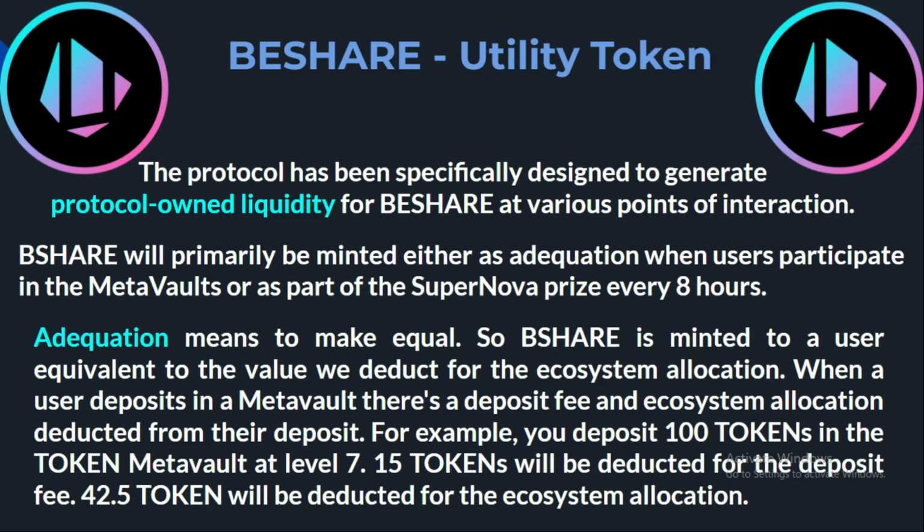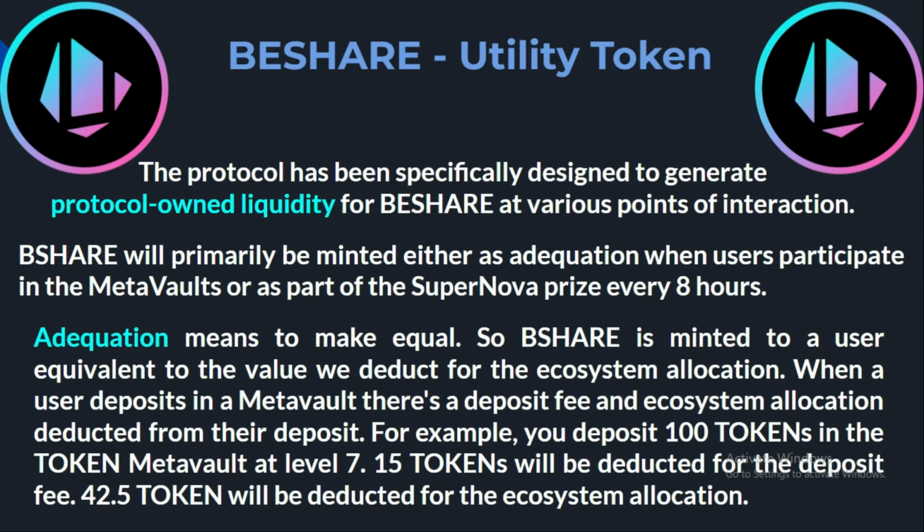So BESHARE is minted to a user equivalent to the value we deducted for the ecosystem allocation. When a user deposits in a MetaVault, there is a deposit fee and an ecosystem allocation deducted from their deposit, right? There are 2 things that are going to be deducted, the deposit fee and the ecosystem allocation. Now let's go through an example to make it clear.